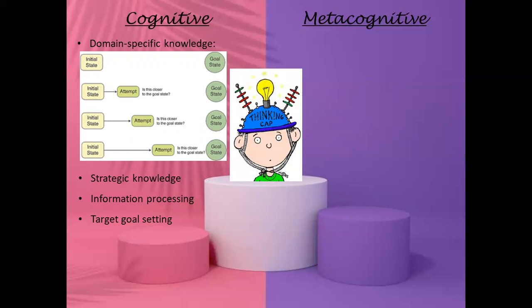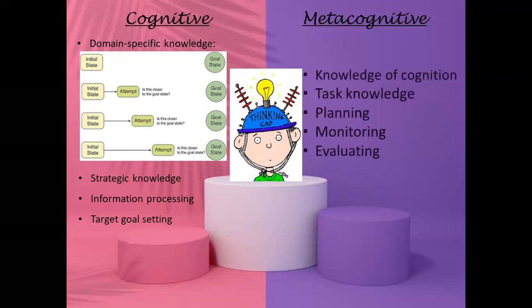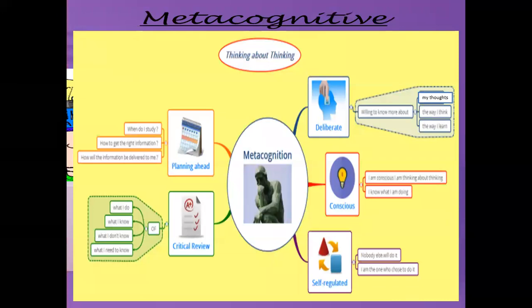But when we do have the metacognitive, on the other hand, it is the knowledge of cognition. From the first one, from the cognitive, we do have already the cognition there. But in the metacognitive, we will dig deeper into the knowledge of the cognition. Next, after the strategic knowledge from cognitive, we will be having task knowledge in the metacognitive, followed by planning, monitoring, and evaluating. So to dig deeper into the metacognitive, I do have this diagram.